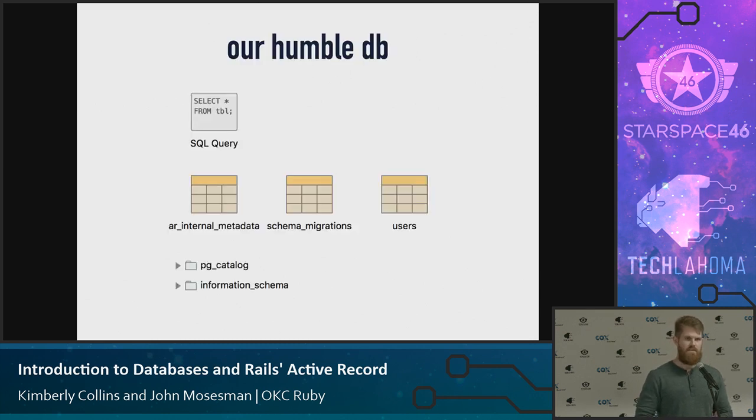So just with running that very simple migration, the database now looks like this. We have a users table, and then we have these two tables that Active Record uses internally to keep track of the state.